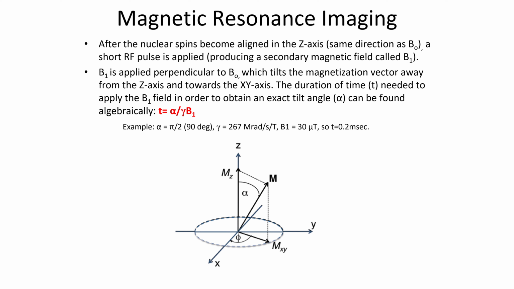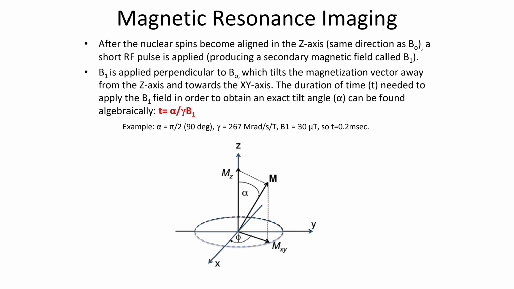The time is equal to the angle alpha in radians divided by the constant gamma times B1. So, for example, if we have a B1 field, which is going to be super small because this is just a brief radio frequency pulse, so it's going to be somewhere on the range of 30 microtesla. And if we want to tilt the M vector 90 degrees, which is pi over 2 radians, then all you have to do is plug in these numbers, plug and chug, just like with most problems here.